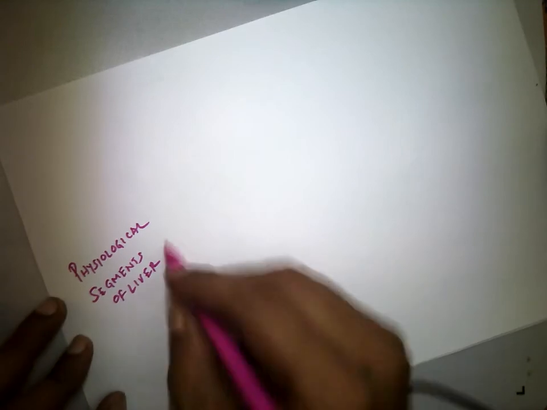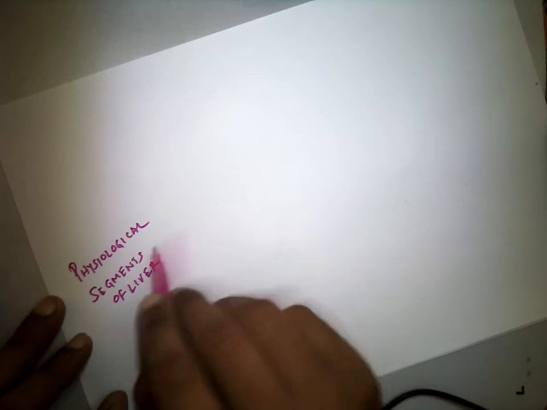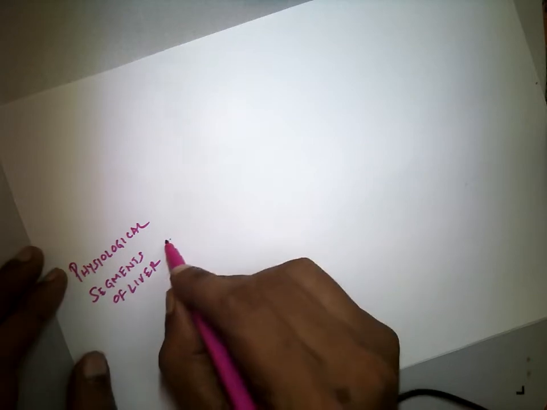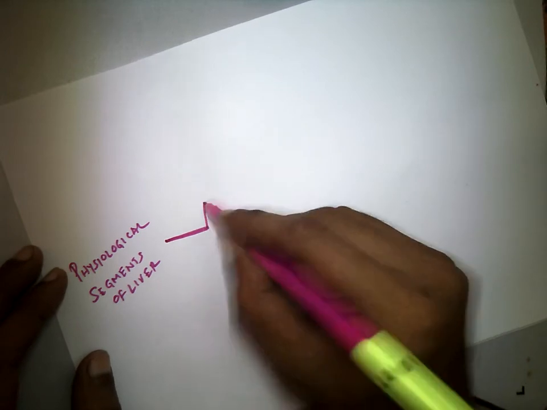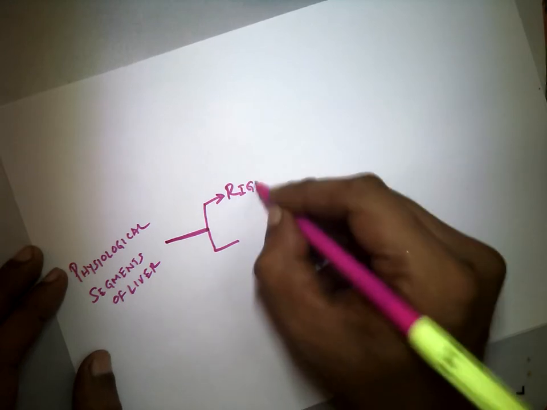Before continuing further with the diagram, I just want you to understand one thing. The schematic diagram of the physiological segments of liver. These physiological segments of liver are primarily divided with the help of an imaginary plane, which we discussed in the earlier video. Just imagine that this is a particular plane which is dividing the whole liver into two parts, that is the right and the left.